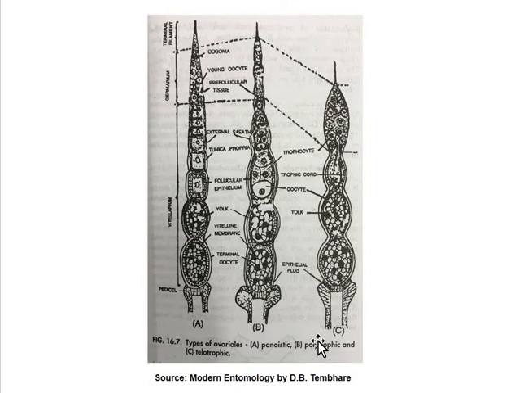Now, the third type of ovariole is the telotrophic or acrotrophic ovariole. In the telotrophic ovariole, the trophocytes are situated in the germarium. Here you can see the trophocytes and here the oocyte, alternating in the second type, that is polytrophic, whereas in the third type the trophocytes are present at the apical region.